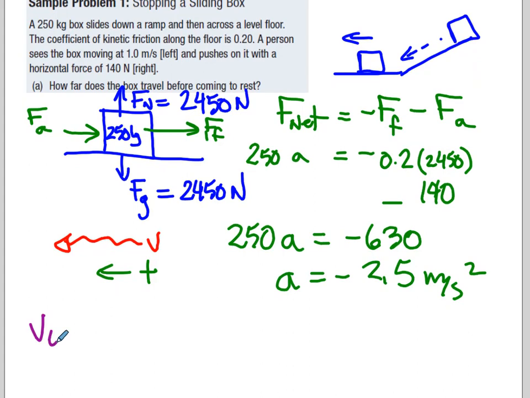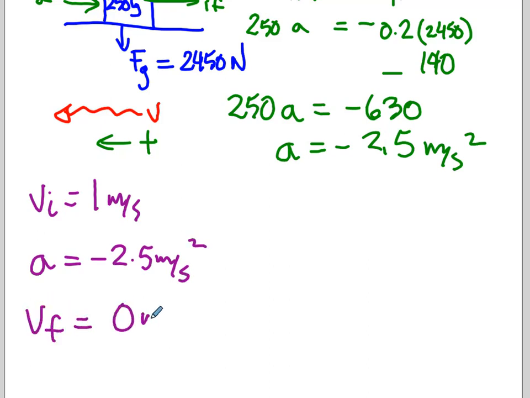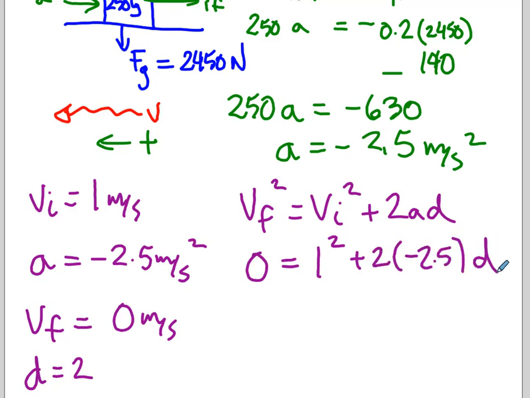We know we have a VI of 1 meter per second. We know we have an acceleration of negative 2.5 meters per second squared, and it comes to rest, which means VF is 0 meters per second, and we're trying to find D. Okay, so if we go VF squared equals VI squared plus 2AD. Okay, so VF is 0. This is a 1 squared plus 2, negative 2.5, and a D.